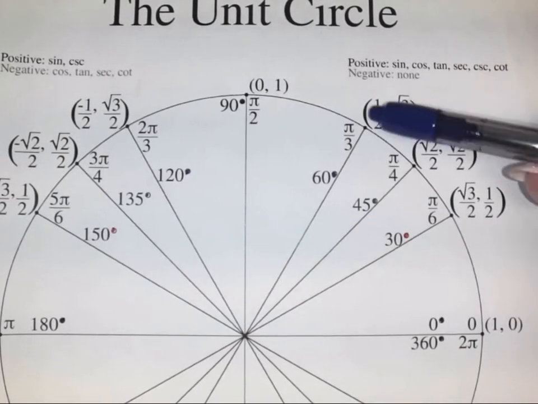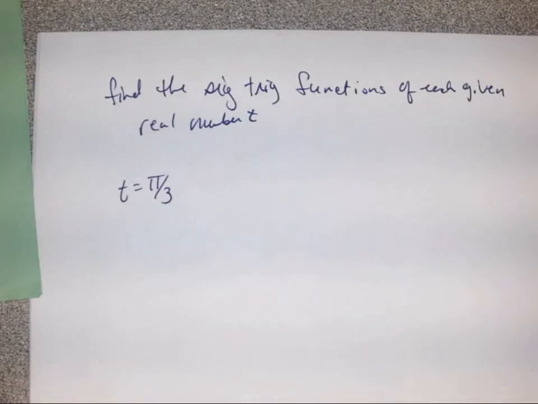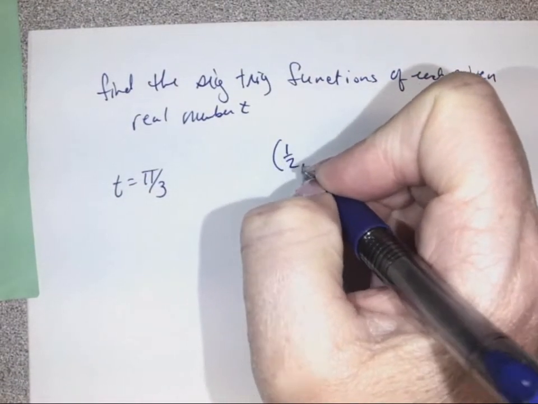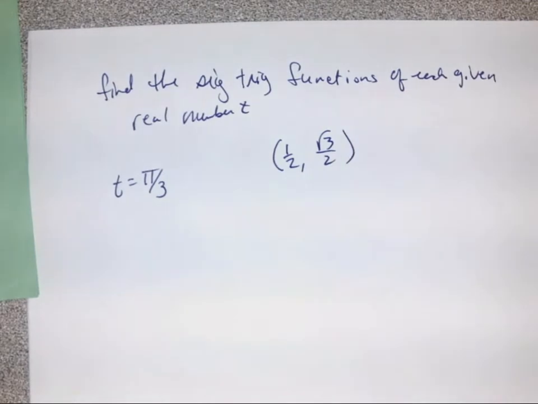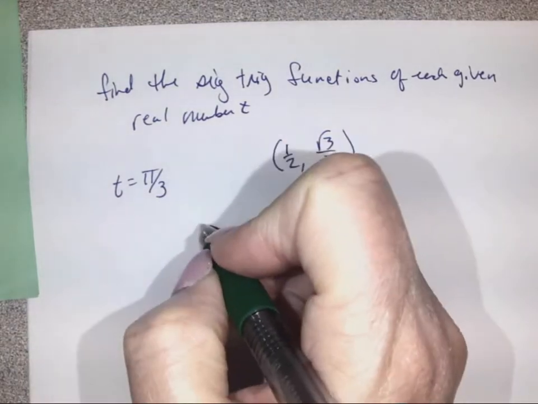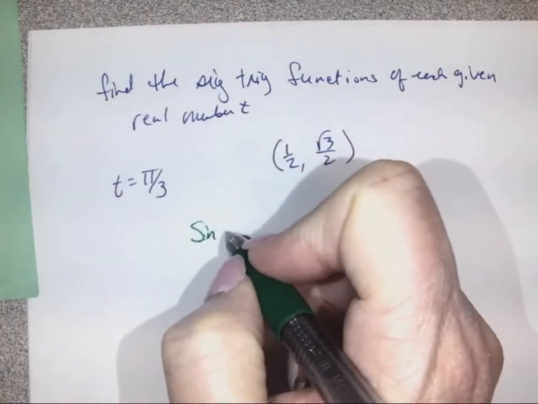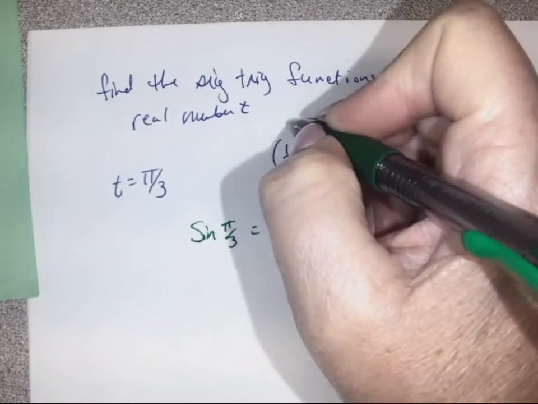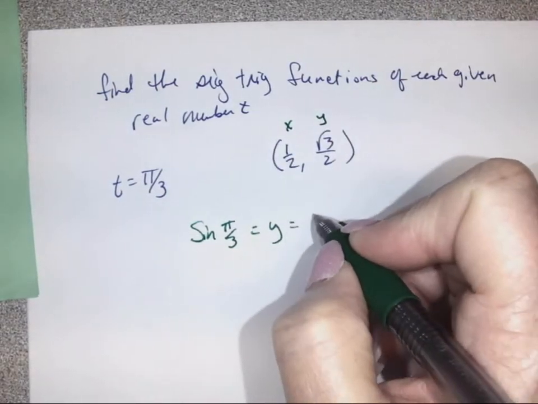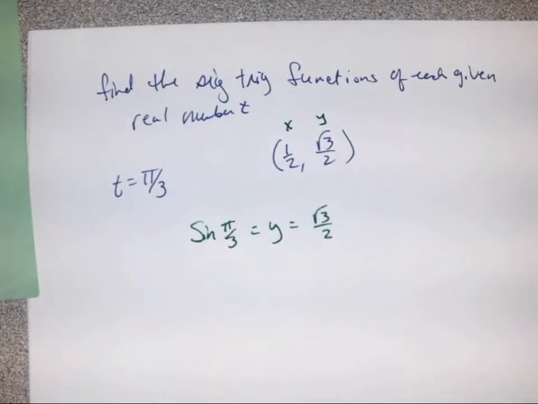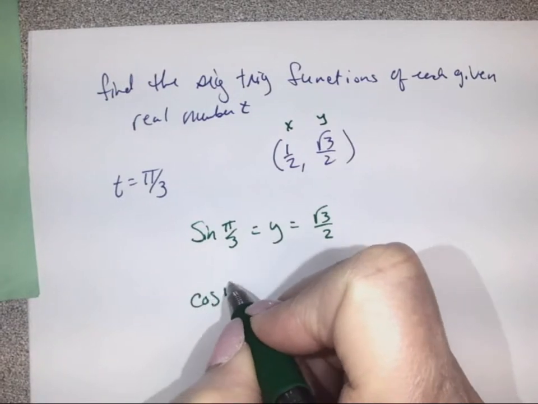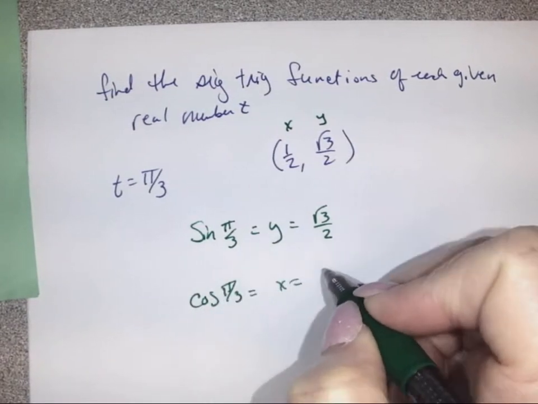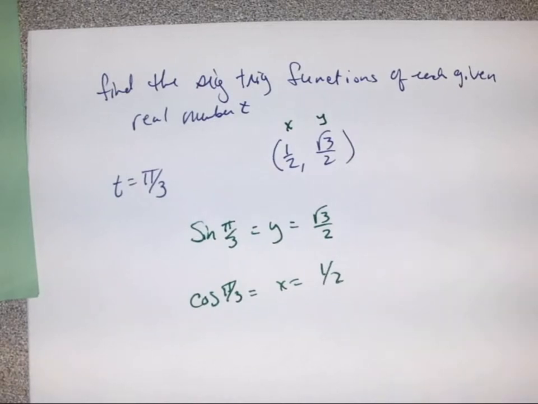So here we have 1/2, square root of 3 over 2. That's our terminal point, and we're going to use that to find all of our trig functions. The first function we're looking for will be sine. The sine of pi over 3, remember that's equal to our y value. This is our x, this is our y. So it'll be the square root of 3 over 2. Cosine of pi over 3 would be equal to the x value, so it's equal to 1/2.